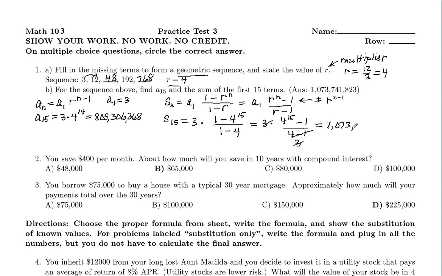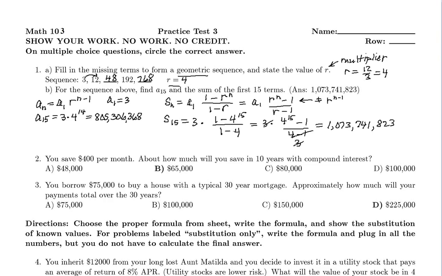1,073,741,823. Okay, and if you're not getting this, then you probably took this -1 and you put it up in the exponent and did 4 to the 14th power. Okay, you want to get an answer to the exponential and then subtract 1.